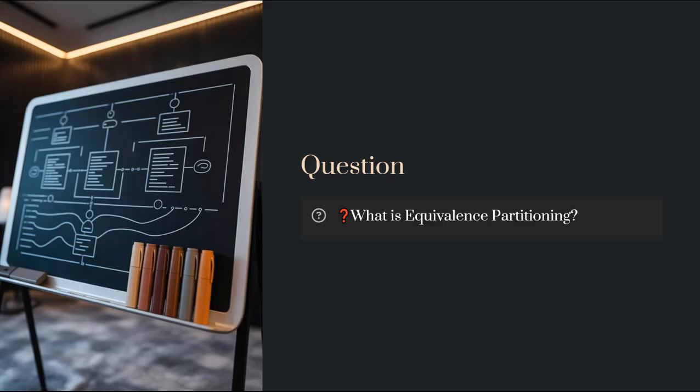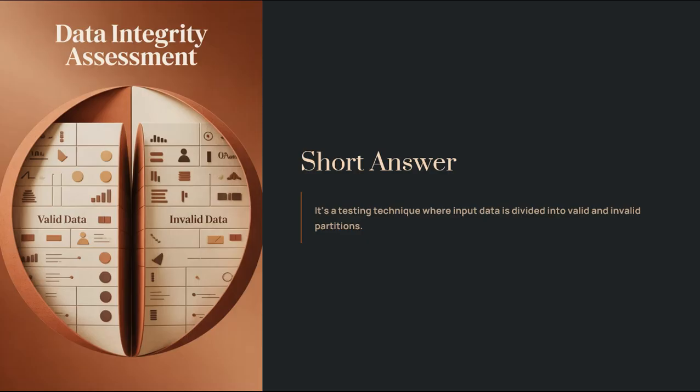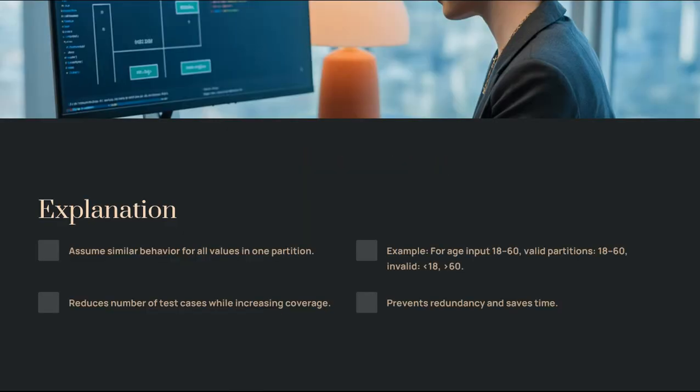Now, today's question is, what is equivalence partitioning? So, a short answer is, it's a testing technique where input data is divided into valid and invalid partitions. For example, assume similar behavior for all values in one partition. Like for age input 18 to 60, valid partition is 18 to 60, invalid is less than 18 or greater than 60. Reduce number of test cases while increasing coverage, prevents redundancy and saves time.